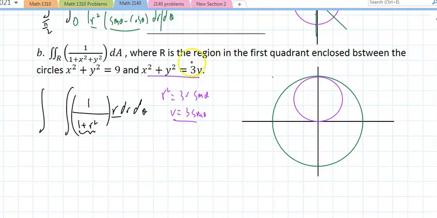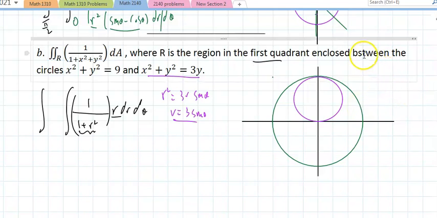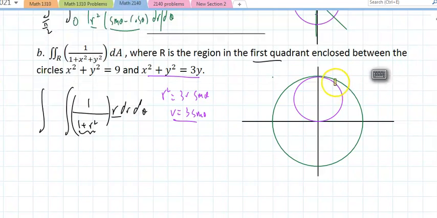They're saying the region in the first quadrant, we're only worried about the first, enclosed between those circles. What does that mean? That's the area between them. It didn't say inside of both. It says between the two circles. So how do you do that?